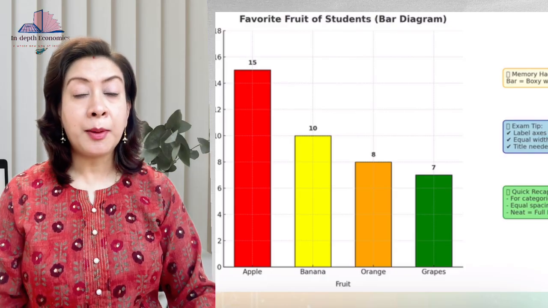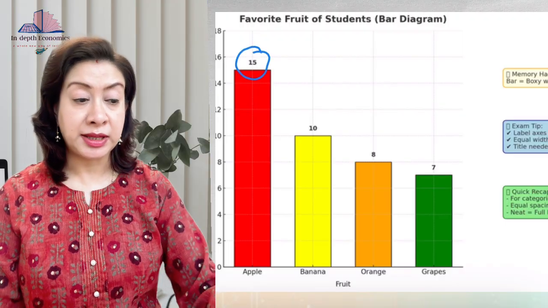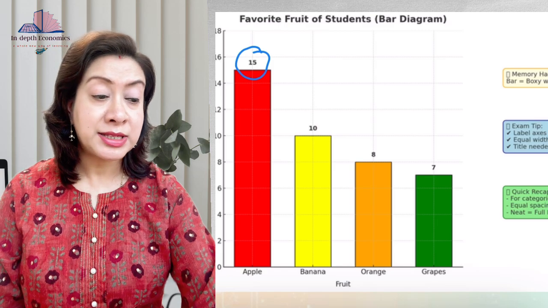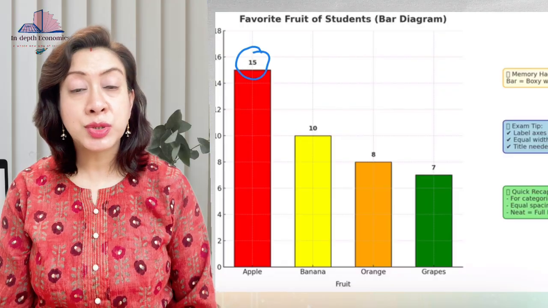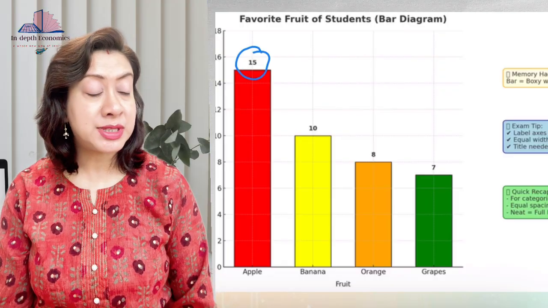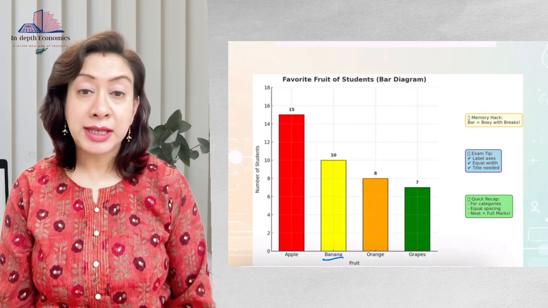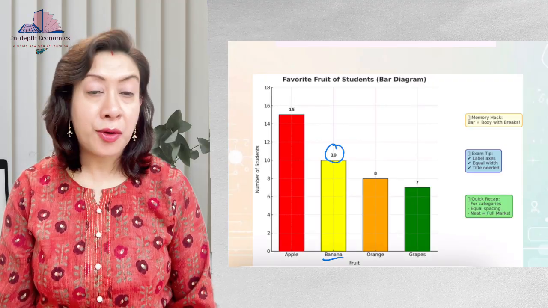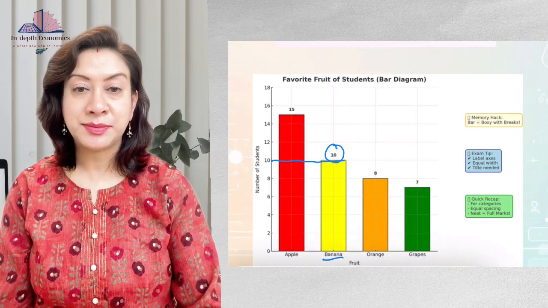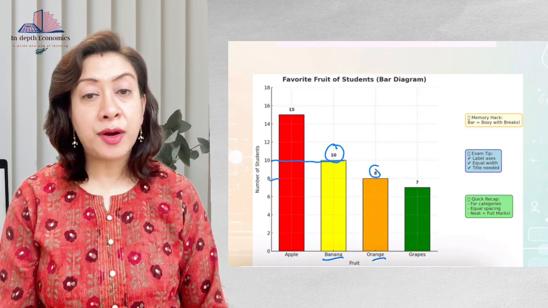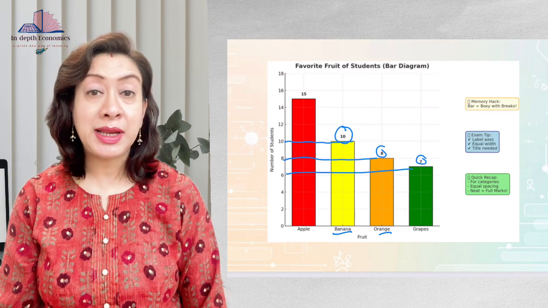Next, we need to draw a bar for each category. So for apples, the number of students is 15. So the bar for apples is touching 15. Next category is banana, and the number of students who consider banana as their favorite fruit is equal to 10. So the bar representing banana will have a height equal to 10. Similarly, for oranges, it is equal to 8, and for grapes, it is equal to 7. I've used different colors for the different categories of fruits just to make it more clear and visually appealing.